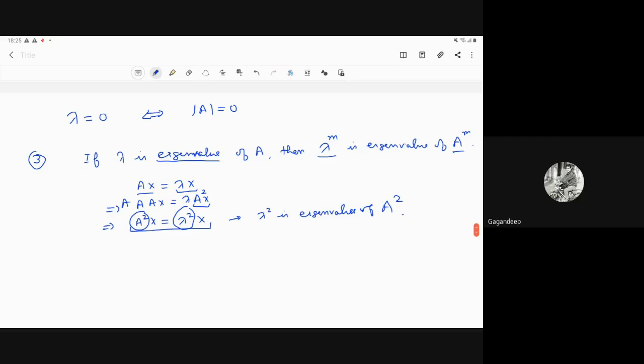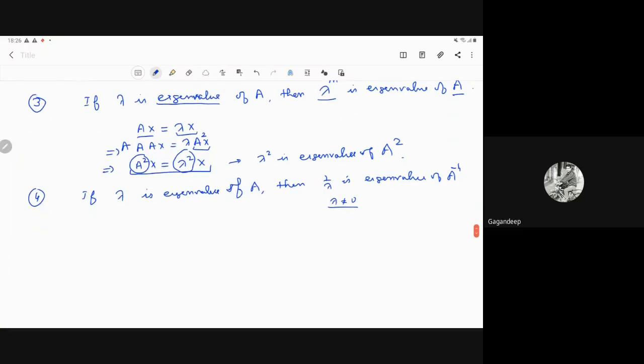Okay. Next property, if lambda is eigenvalue of A again, then 1 over lambda is eigenvalue of A inverse. Naturally, lambda should be non-zero because A inverse can exist only when determinant is non-zero. You understand that point. Here, lambda is non-zero. It's understood. If lambda is eigenvalue of A, then 1 over lambda is eigenvalue of A inverse.